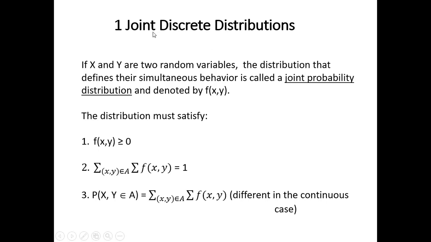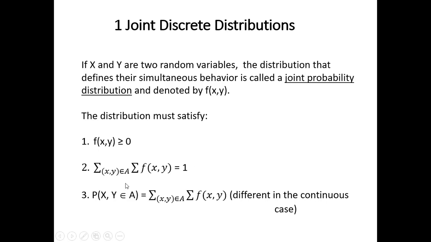So in this first section, joint discrete distributions, we could say if x and y are 2 random variables, the distribution that defines their simultaneous behavior is called a joint probability distribution, denoted by f of xy. The joint distribution must satisfy that all values are greater than or equal to 0, and the sum over all possible pairs of f of xy is equal to 1.